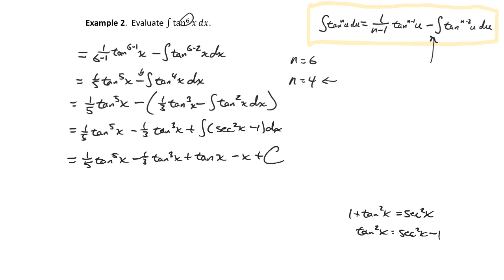If you step back for a moment, you can kind of see the pattern that's taking place. We have 1/5 tangent to the 5th, minus 1/3 tangent cubed, plus 1/1 tangent to the 1st of x. Where this extra x comes from, well, I know where it comes from. It comes from that minus 1, but in some sense it doesn't fit the pattern, but it's kind of nice to see the patterns as they go.